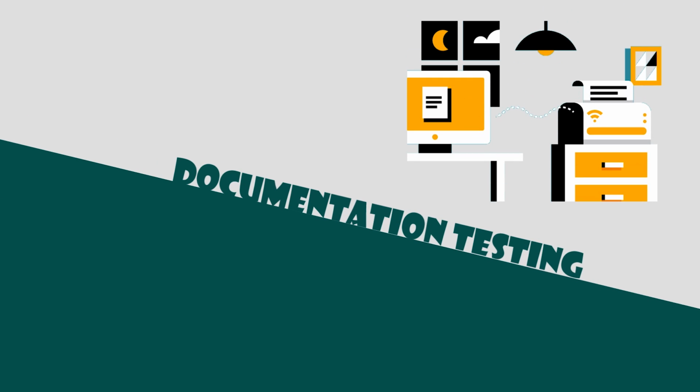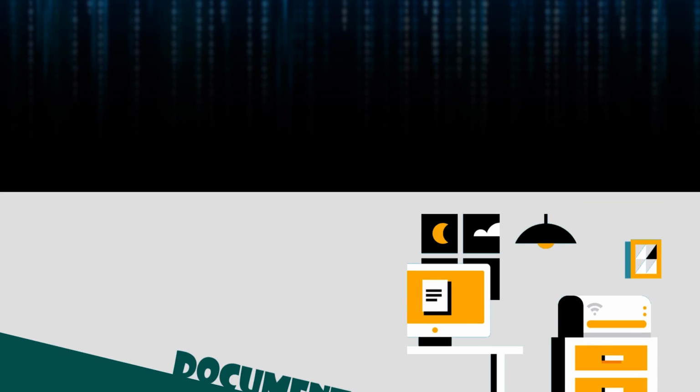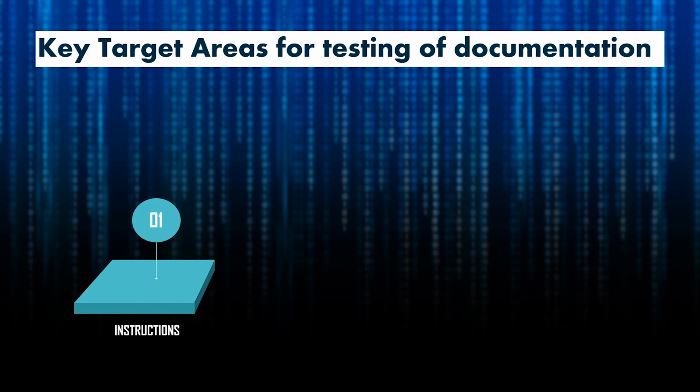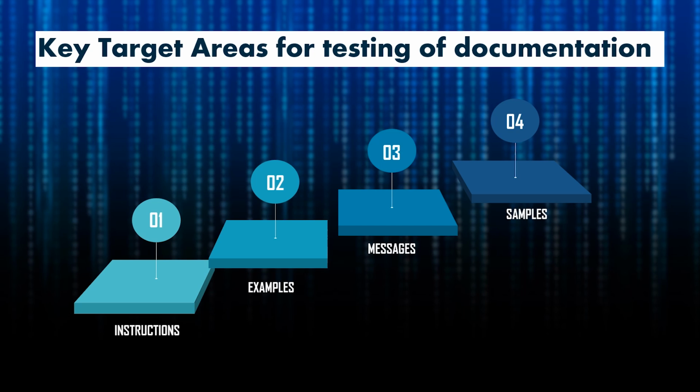Now, documentation testing helps to estimate testing efforts required and test coverage. Now, software documentation includes test plan, test cases, and requirements section. So, there are four main focus areas when testing documentation. That is, instructions, examples, messages, and samples. So, if specific instructions are provided for certain activities, it's likely we will have test scenarios defined for those same activities.